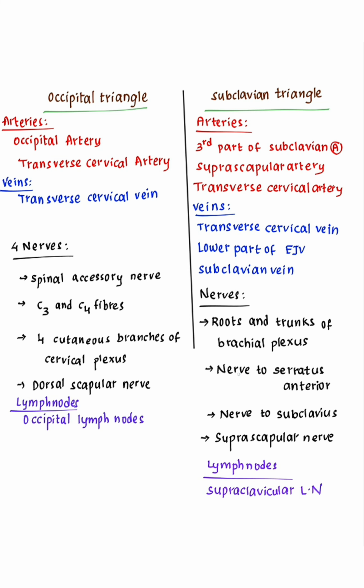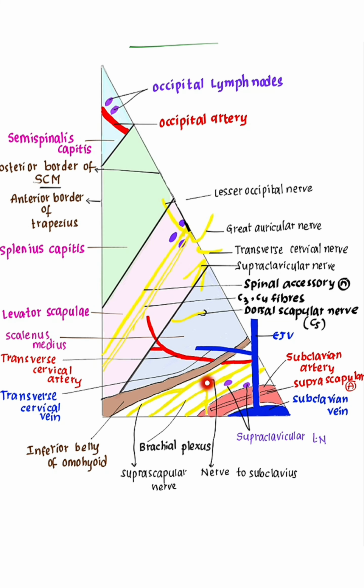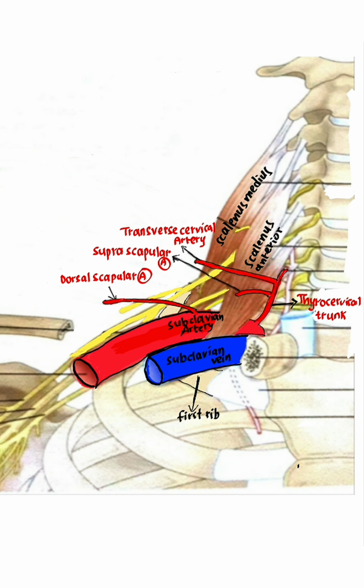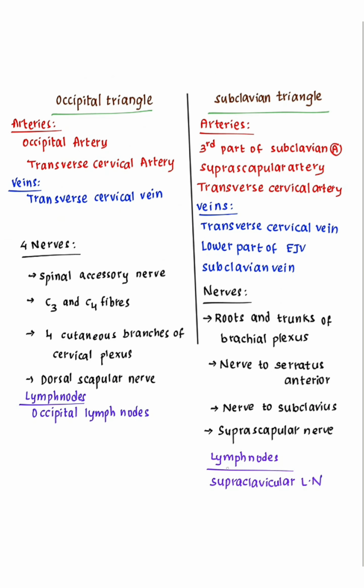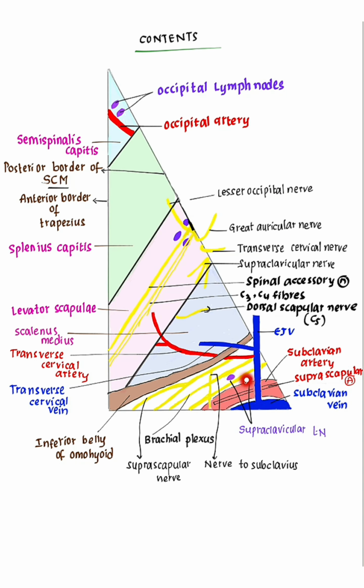C5, C6. You can see the roots and trunks of brachial plexus in the subclavian triangle. From the upper trunk of the brachial plexus, suprascapular nerve and nerve to subclavius arise. Trunks of brachial plexus emerge between scalenus anterior and scalenus medius. Lymph nodes: supraclavicular lymph nodes. Supraclavicular lymph nodes lie superficial to subclavian vessels and brachial plexus.